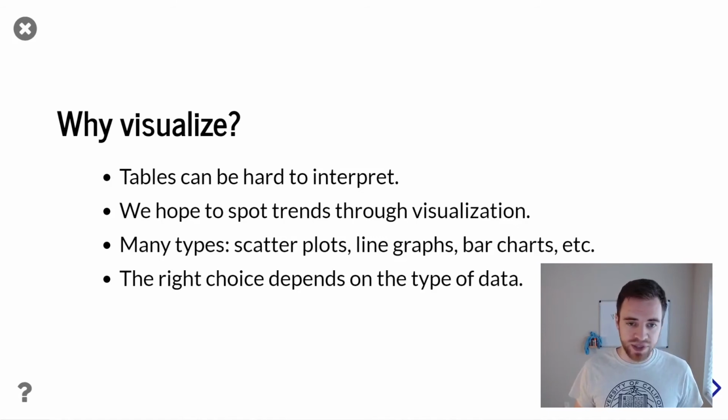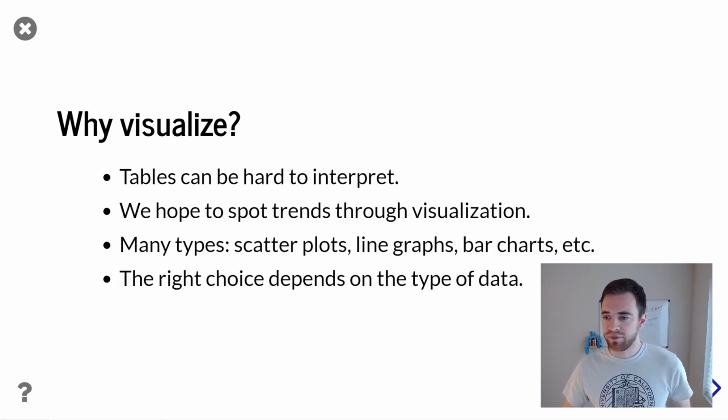You've probably heard of these before: scatter plots, line graphs, and bar charts. Now, the right choice of visualization is going to depend on the type of data we have. So in today's lecture we're going to look at several different types of data and the right visualization for looking at them. We're also going to see how to actually produce these visualizations using baby pandas.